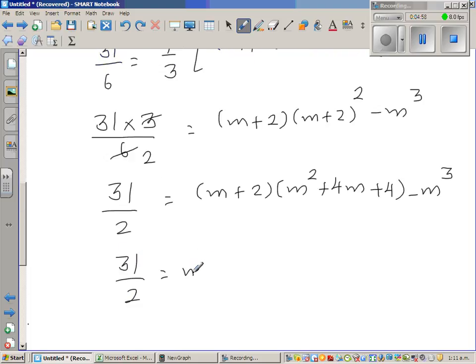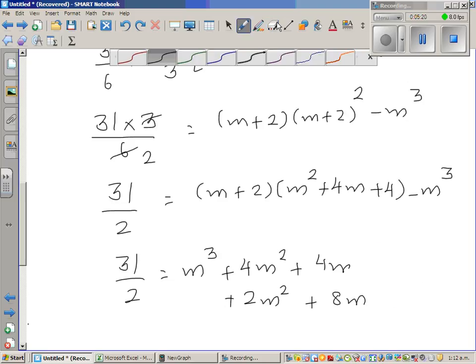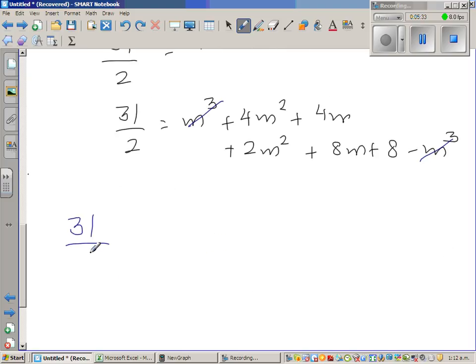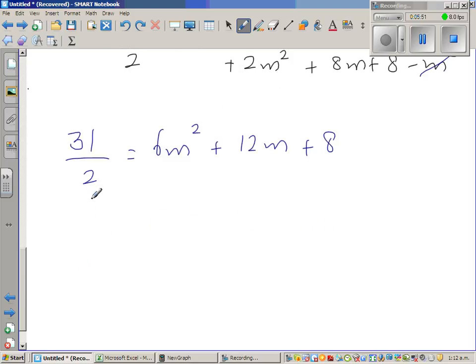So 31 over 2 equals, expanding this, m cubed plus 4m squared plus 4m, then expanding with 2, you get 2m squared plus 8m plus 8, minus m cubed. So this m cubed will get cancelled with this m cubed. Therefore 31 over 2 is equal to 6m squared plus 12m plus 8. I'm going to multiply both sides by 2 to get rid of this 2. So this is 31 is equal to 12m squared plus 24m plus 16.